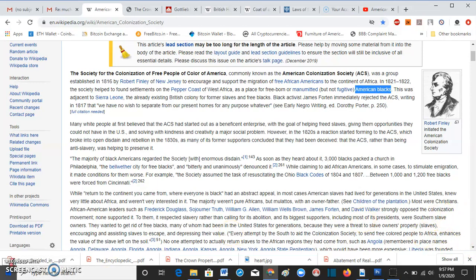Many white people at first believed that the ACS had started out as a beneficent enterprise with the goal of helping freed slaves, giving them opportunities they could not have in the US, and solving with kindness and creativity a major social problem. However, in 1820, a reaction started forming to the ACS, which broke into open disdain and rebellion in the 1830s, as many of its former supporters concluded that they had been deceived. You hear that, people? They have been deceived.